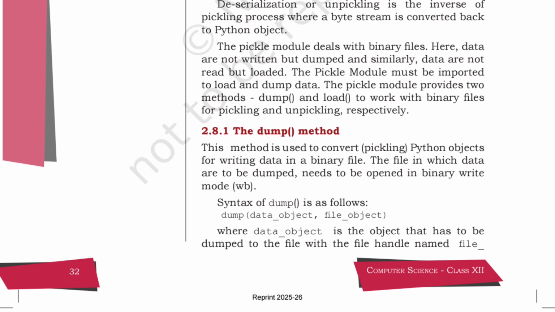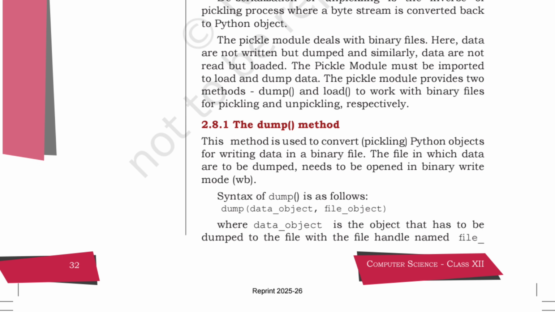Now we will see what is dump. Dump means what? This method is used to convert, that is pickling, a Python object by writing data in the binary format. Binary file, writing data in the binary file. This method is used to convert, pickling, that is converting that object.